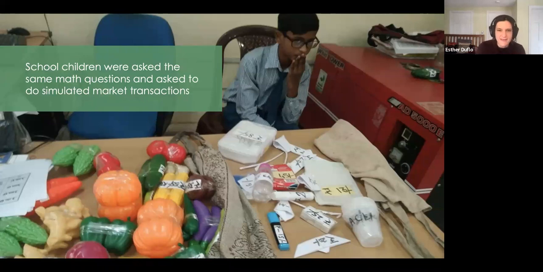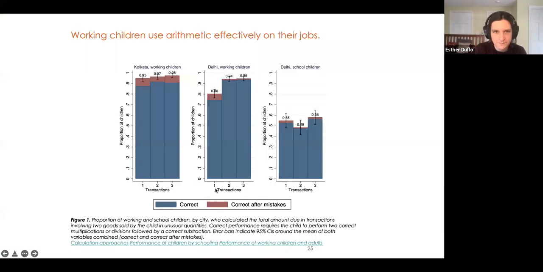And in addition, in Delhi, we did the same thing in reverse, which is we went to schools and set up a simulated market. You can see the kids selling all sorts of vegetables. We played a market game where we gave them money, they bought some vegetables from them, and they had to give us change.